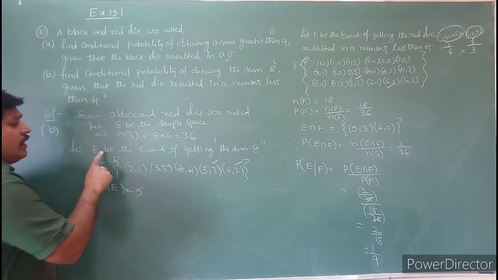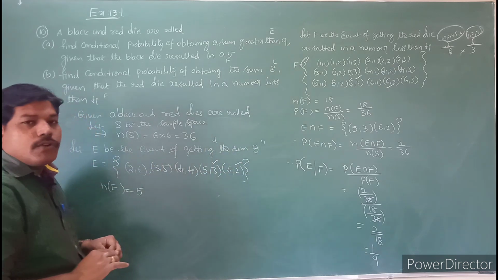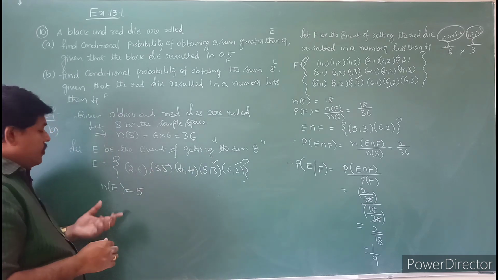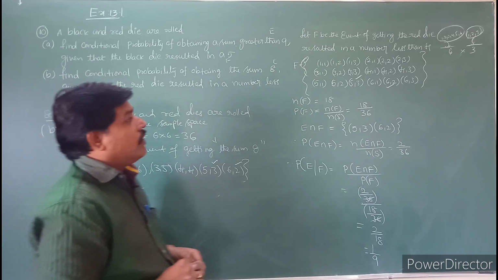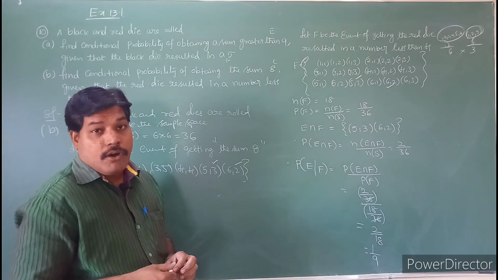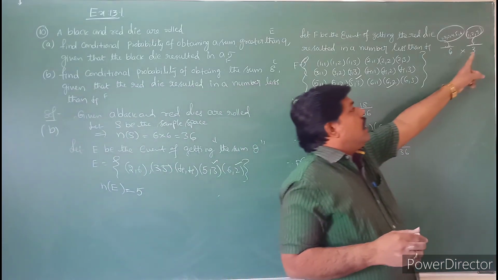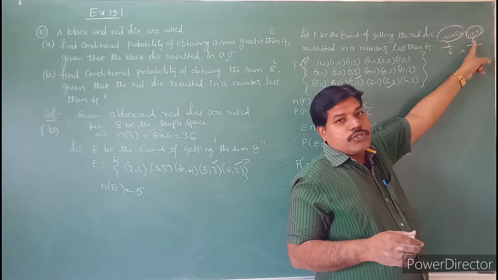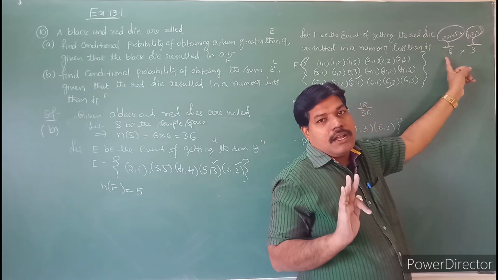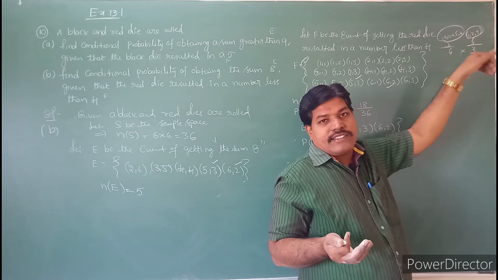What is E? E is the event of getting the sum is 8. How to get the sum is 8? So add these terms, you will get the sum is 8. So n of E is equal to, okay. Next F. F is important here. The red die shows the number less than 4. That means, this is the red die, less than 4 means it can show 1, 2, 3 only. So in the first die you can take any number, but in the second die it shows 1, 2, 3 only. Why? Because less than 4.